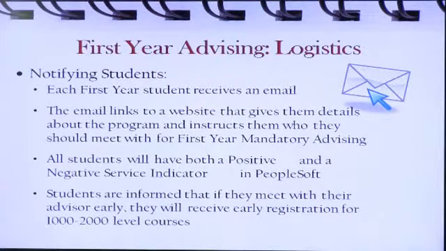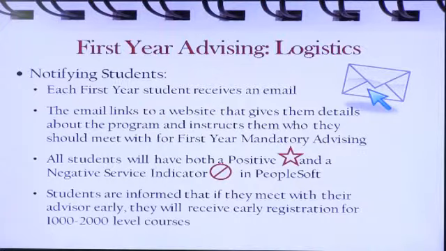So each first-year student receives an email, and that email links to a website that gives them details about the program, lets them know who they should meet with for first-year mandatory advising. And then when you look in PeopleSoft, you're going to see a positive service indicator and a negative service indicator. That positive service indicator means they're eligible for early registration. They're going to get priority registration for 1,000 and 2,000 level classes when you go in and mark that they met with you. And that negative service indicator is the hold.